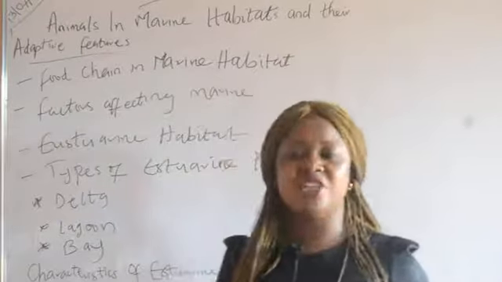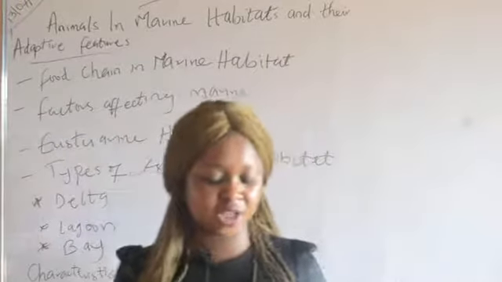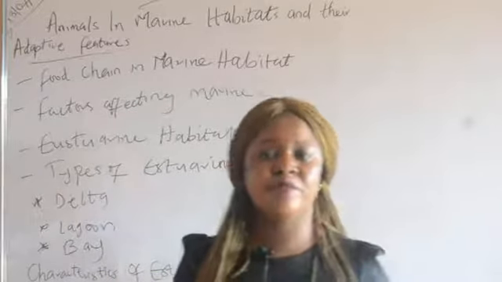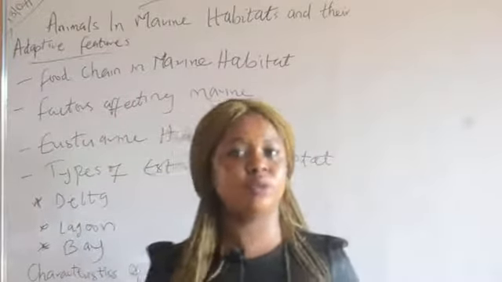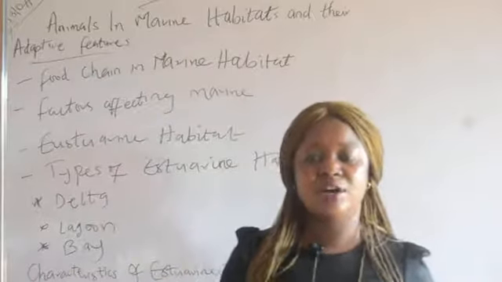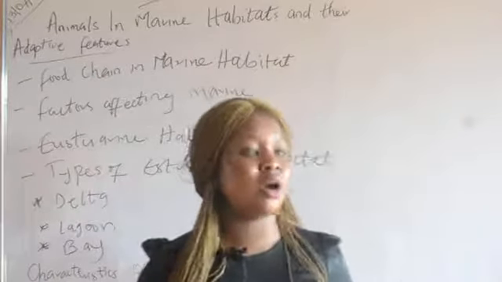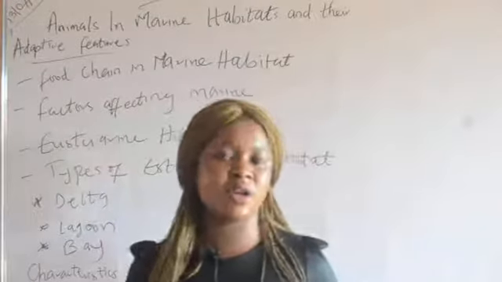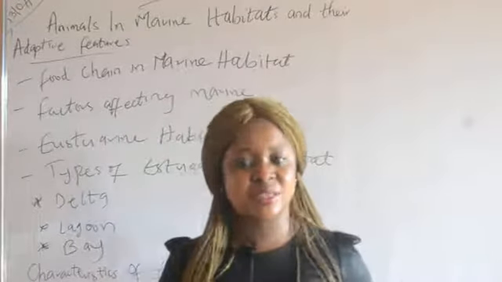And also they have a hard shell. The starfish have a very hard shell which prevents desiccation, or prevents them from drying up. So these are just listed, the organisms or animals that can survive, or that you can find, in the marine habitats.